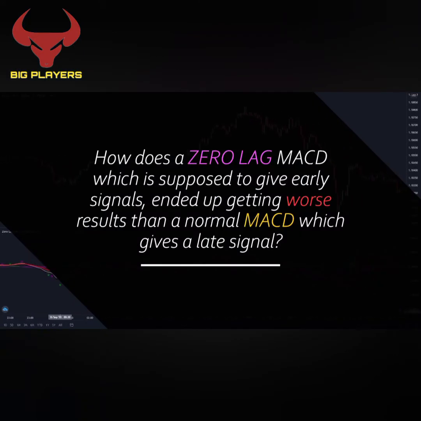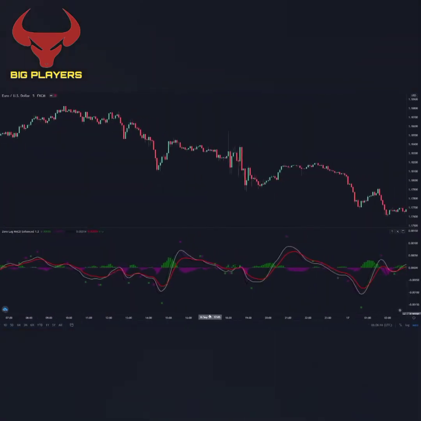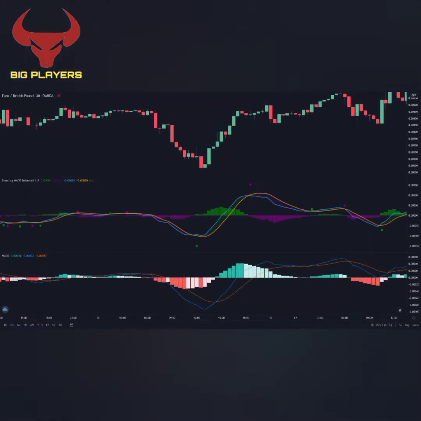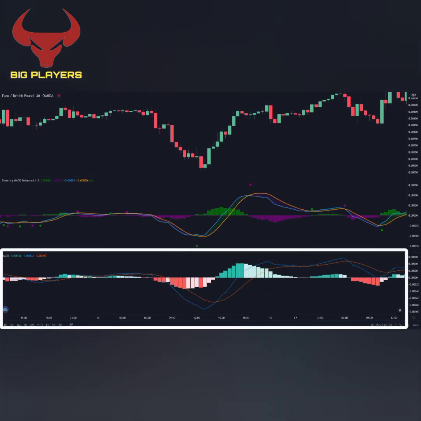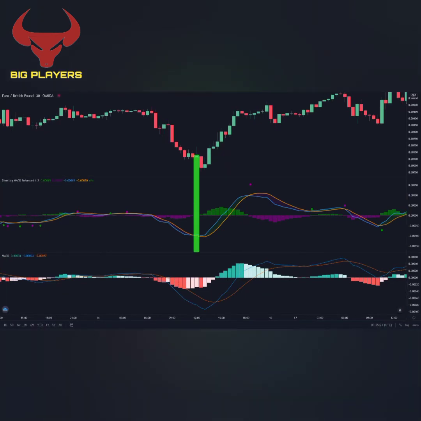The indicator that was supposed to give early signals ended up giving worse results than a normal MACD which has a late signal. Well, let me explain. So if you compare the zero lag MACD with a normal MACD, notice that the zero lag MACD gave an early entry signal, amazingly right at the start of the trend, compared to the normal MACD which gave a signal several candles after.